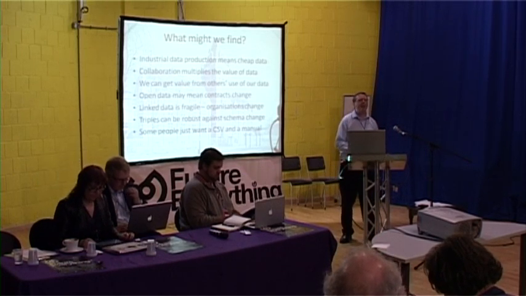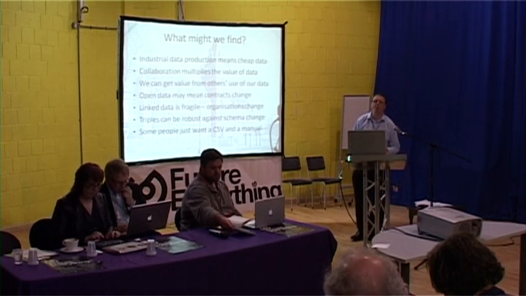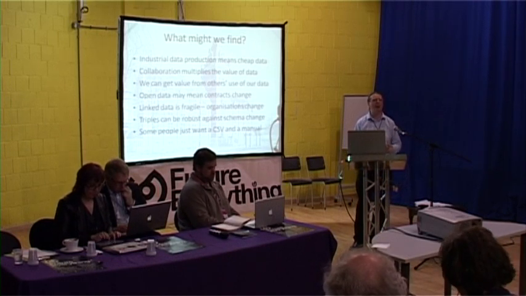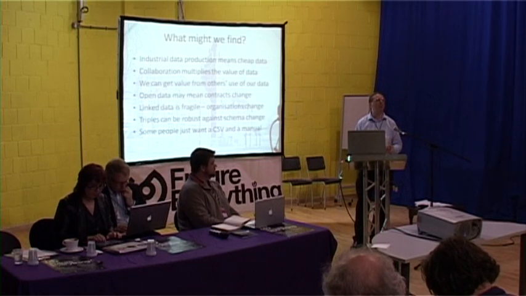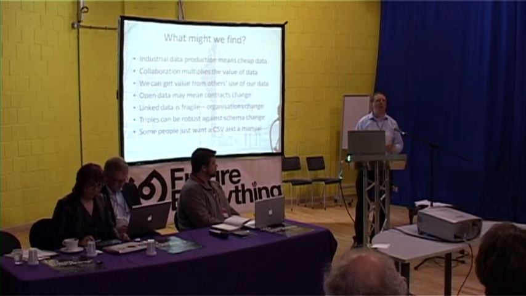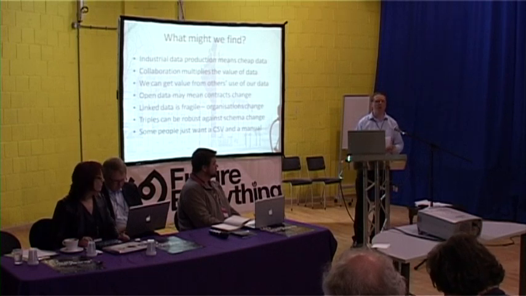We found out that open data may require legal changes, contractual changes. We found out that linked data is fragile. Organisations change, and our URL change is going to cause us some problems. We found out that at least triples and RDF are more resilient to things like report format changes than CSV. And the one other thing we've found out repeatedly by people emailing us, phoning us, banging on our doors, is that some people just want CSV and a manual.